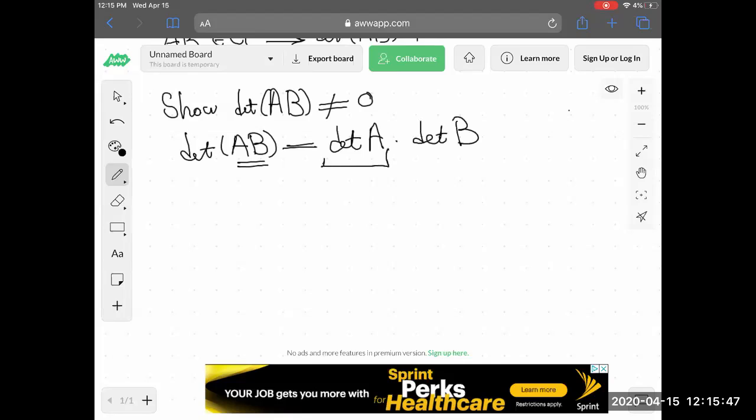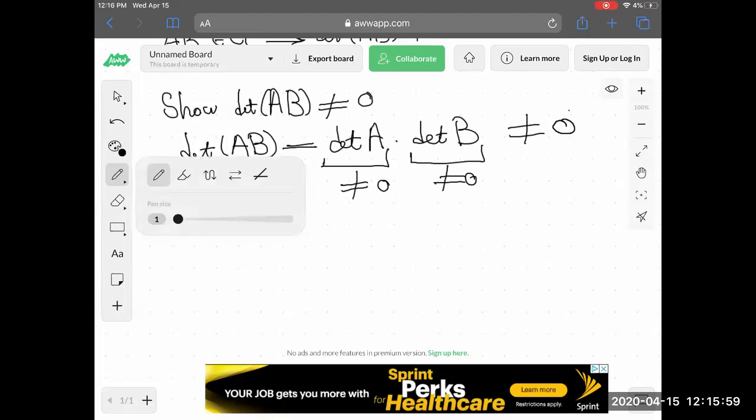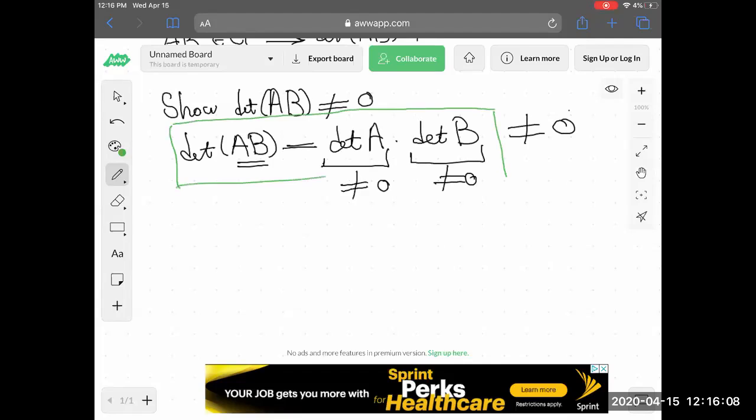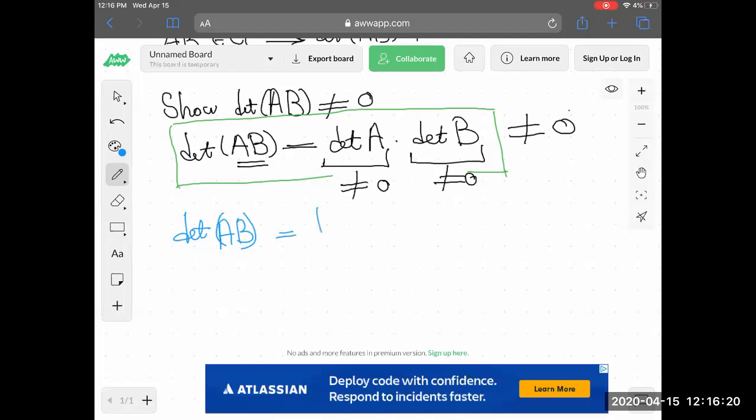Because A is in G, this is non-zero, and because B is in G, this is non-zero. And of course, multiplication of two non-zero numbers is another non-zero number. But the only problem here is that in an exam, well, it depends. Here, I want you to prove everything, including this formula, which you mentioned and is correct. So I want to prove that determinant of AB is equal to determinant of A times determinant of B. Has anyone seen the proof? Does anyone know how we can prove this?